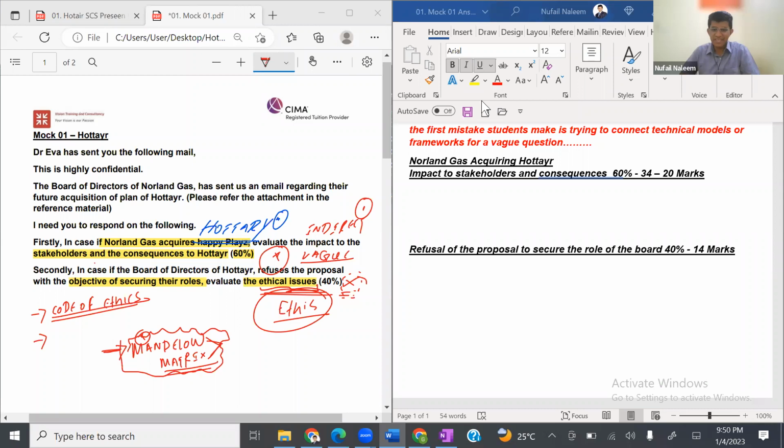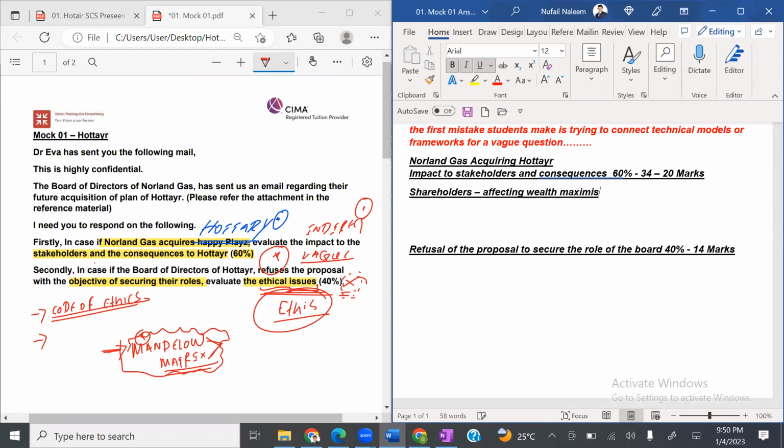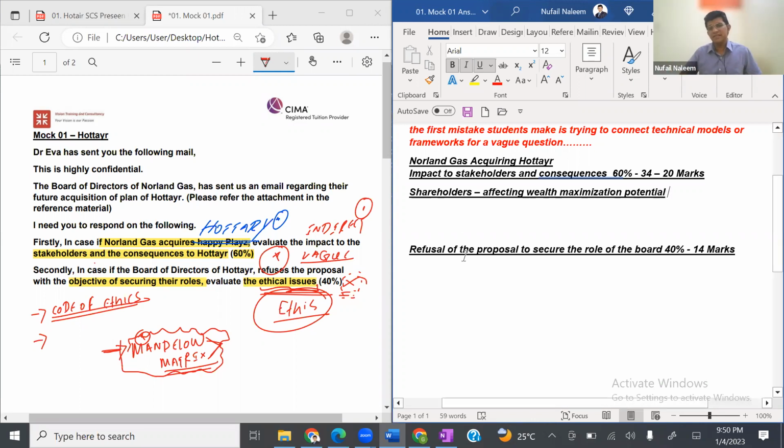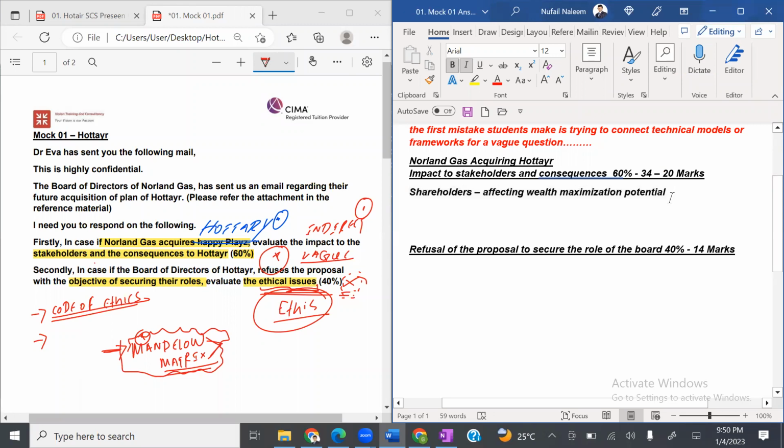Very good way of thinking, correct also. So that is a good point of view. I can write that also. Frankly speaking, shareholders will get affected because wealth maximization potential is affected, correct? Yes, sir. That is correct, students, the wealth maximization potential. Now that's a good point, and it's a vague point also, because the reason is very judgmental.